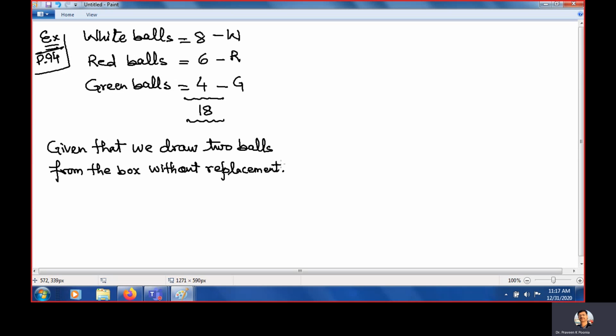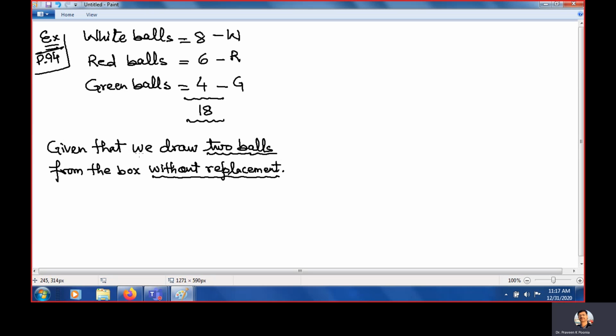Clear? So if you draw one ball, the sample space will be 18. But if you are drawing a second ball without replacement, the sample space will be 17 because one ball you have already drawn. So one ball will be less because we need to draw two balls. Whenever you draw the first ball, the sample space will be 18. But in case of the second ball, the sample space will be 17. This is the condition of without replacement.